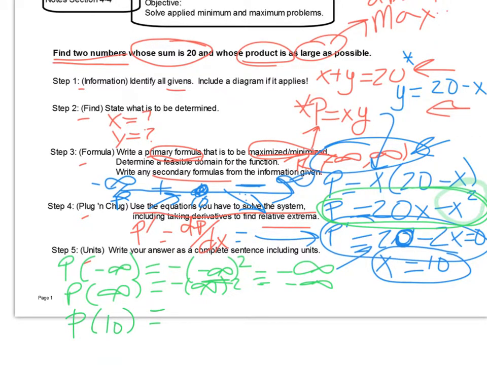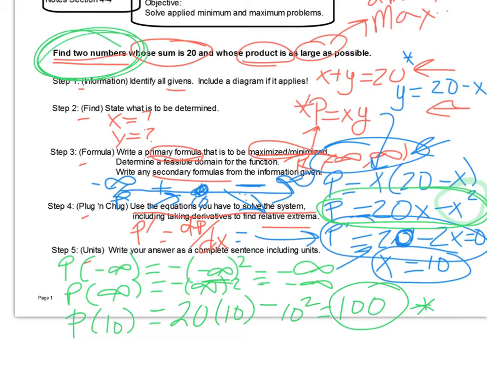All right, when you put in p, I'm going to use that same version of the formula, 20 times 10 minus 10 squared, that's 200 minus 100, that's going to give me 100. That's my absolute max product. There it is, that's the absolute max. Now, it didn't answer the question. The question asked find two numbers. I answered what the max product was.